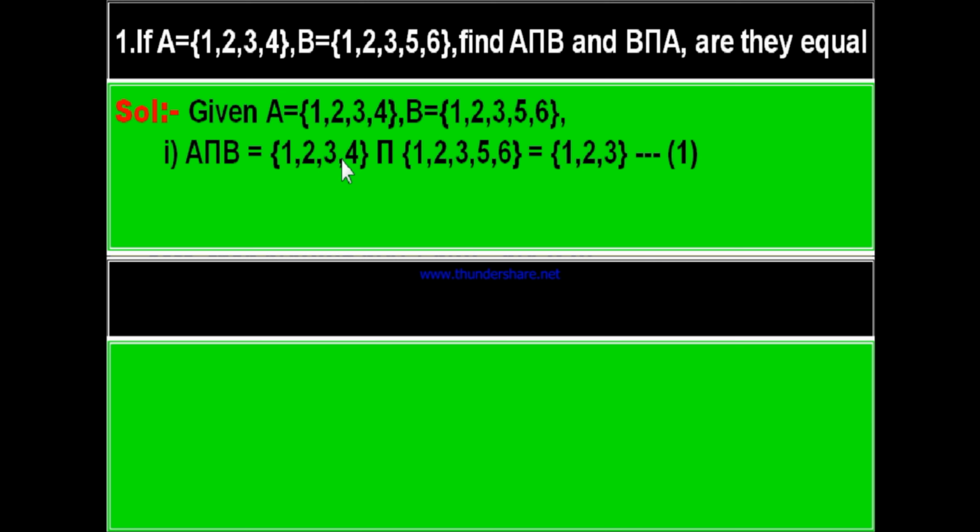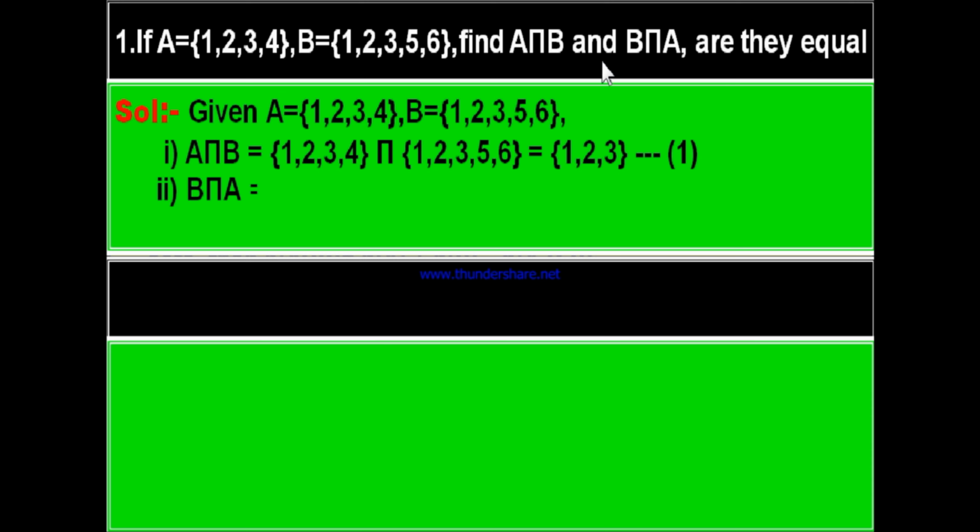But 4 is present in the first set and 4 is not in second set, therefore you should not write 4. And 5 and 6 also are not in first set. Even though they are in second set, they are not in first set, therefore you cannot write 5 and 6. Then A intersection B means common elements from both the sets, which is equal to set 1, 2 and 3.